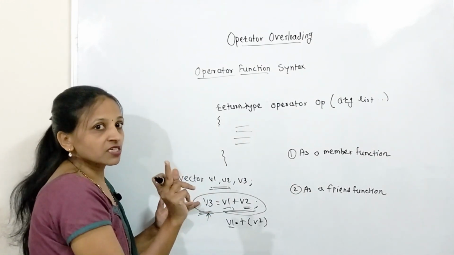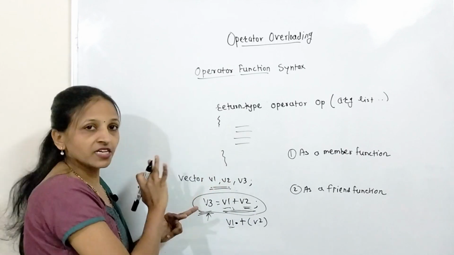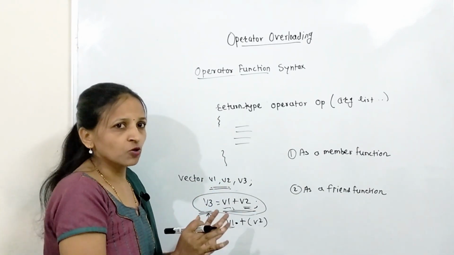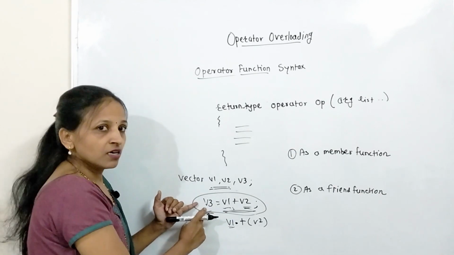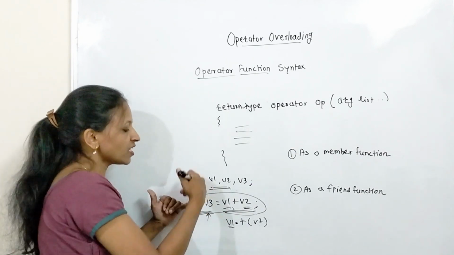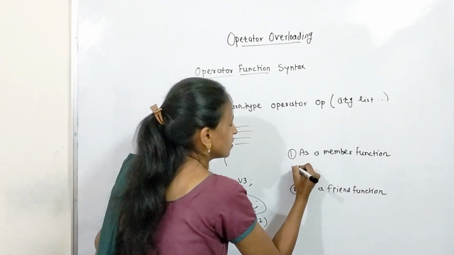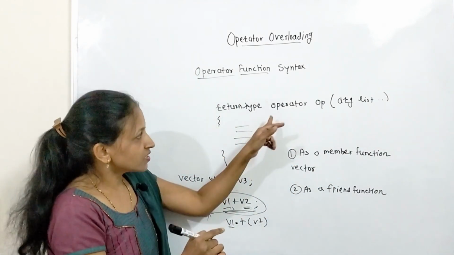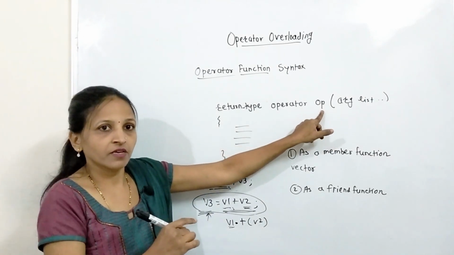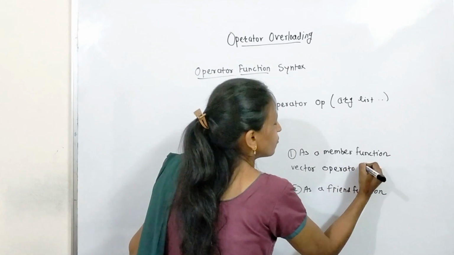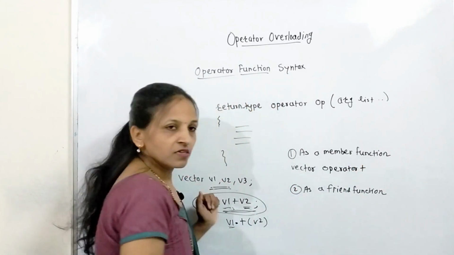See here, vector is a class. We have not written anything about this vector class, just try to understand the terminology only. Now V3 is a vector, that's why the return type should be vector. Then the name of that function is nothing but operator OP. Now we will write operator, and the operator is the plus operator.